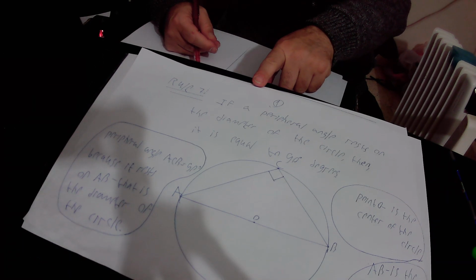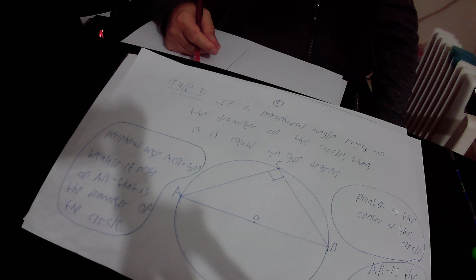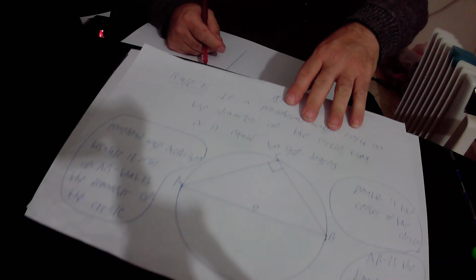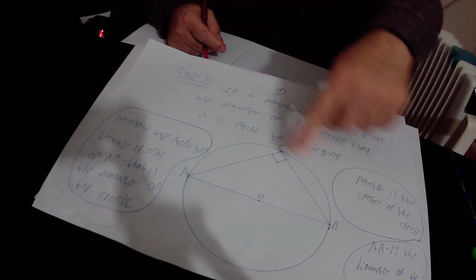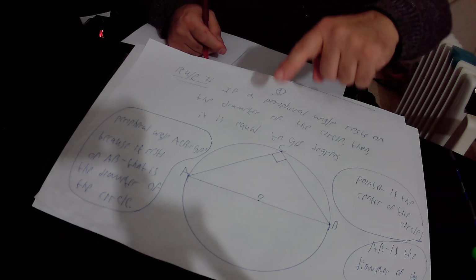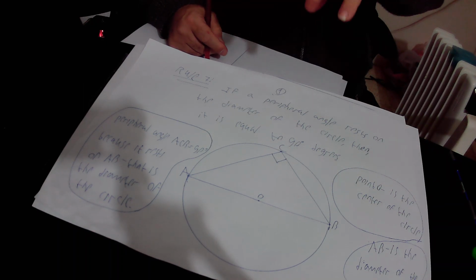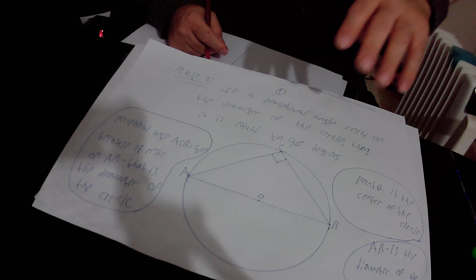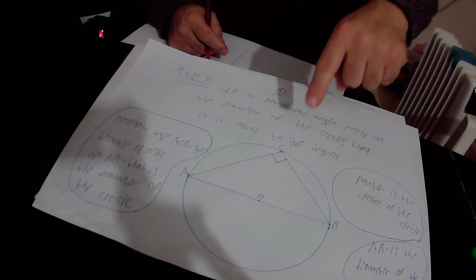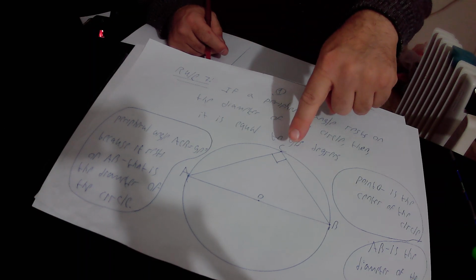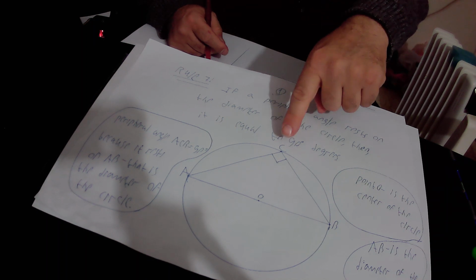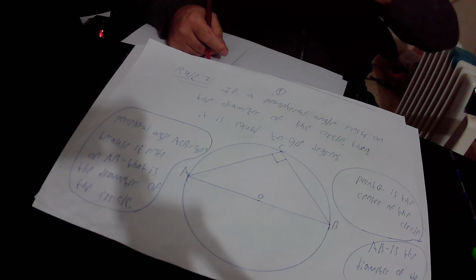According to rule number 7, if a peripheral angle rests on the diameter of the circle, then it is equal to 90 degrees. So in the drawing, we have peripheral angle ACB. This peripheral angle ACB rests on AB, that is the diameter of the circle. Therefore, this peripheral angle ACB must be equal to 90 degrees. So you can see here, indeed, peripheral angle ACB equals 90 degrees.